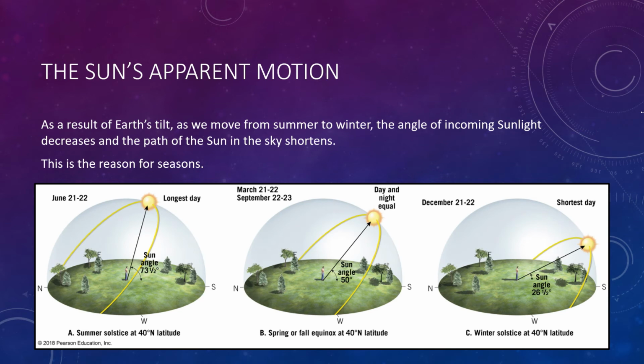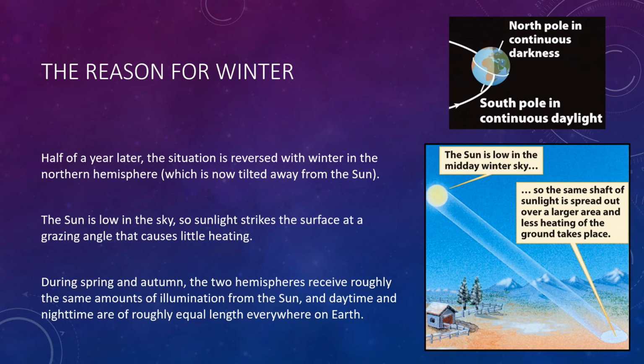So we can revisit this image on the previous slide. So the Sun is higher in the sky, so it's giving us more concentrated sunlight, and it's up in the sky for a longer period of time. So that means more time to heat. Well, the opposite is basically true for winter.